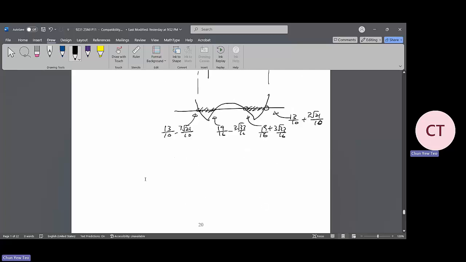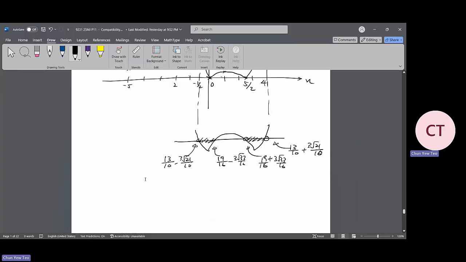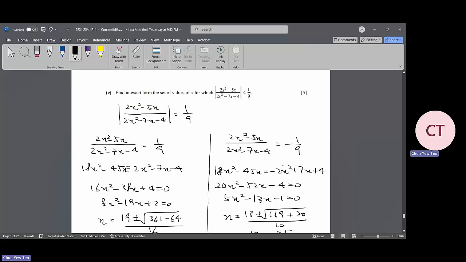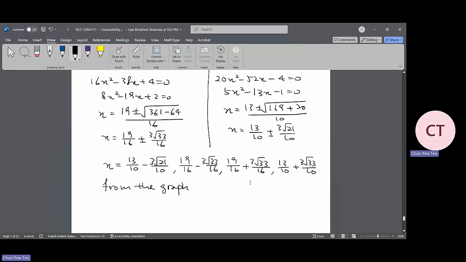Okay, so from the graph, actually we can see that. But actually we do not need to provide that in the solution. Of course, if you want, you can provide this diagram in your solution to make it easier for the examiner to check your answer. So just say that from the graph, your x is between 13 over 10 minus 3 square root of 21 over 10 to this.